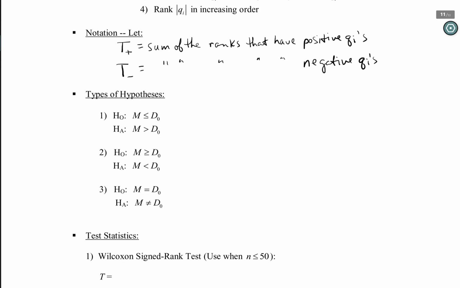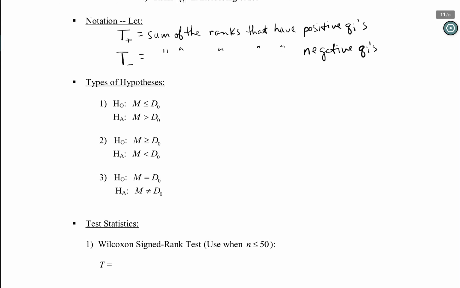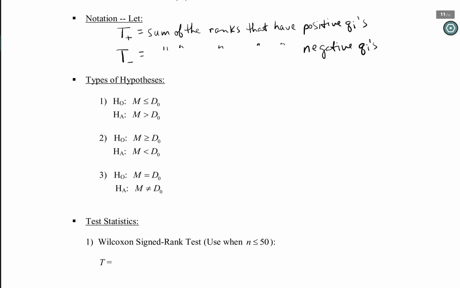difference. Now here's the types of hypotheses that we can look at here. We can have a right tail test. Is the population median bigger than d naught? We could have a left tail test. Is the population median less than d naught? Or a two tail test. Is the population median different than d naught? Okay. Often d naught is simply 0.